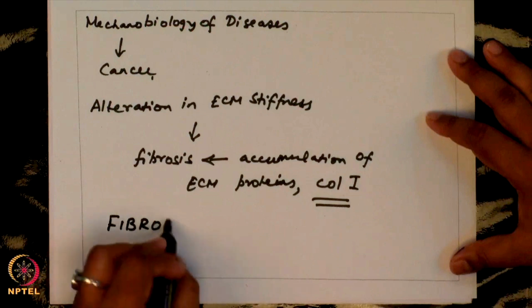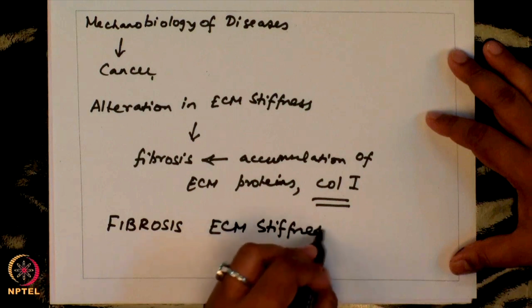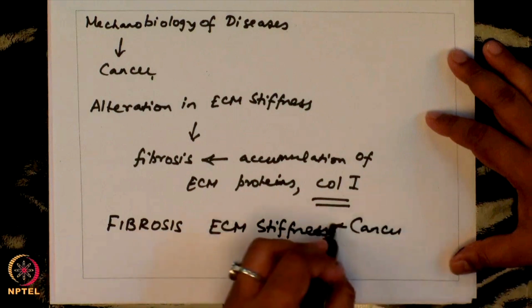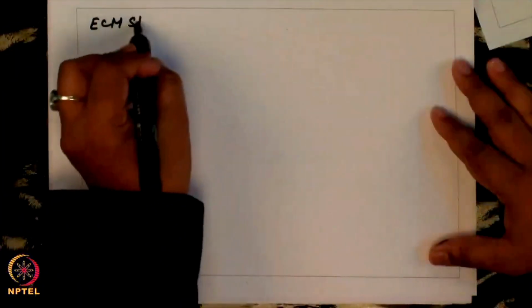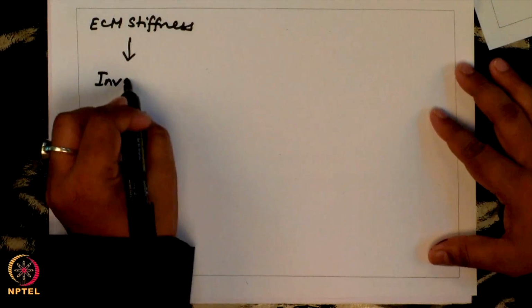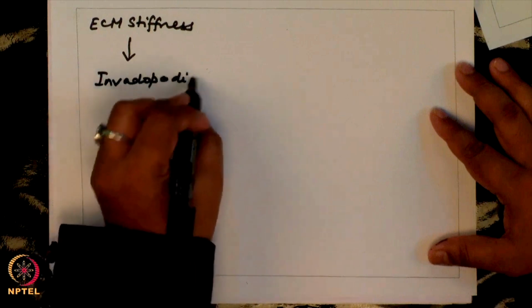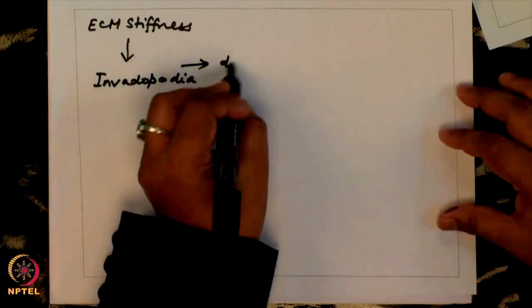So, the question I framed was, what is the relationship between fibrosis, ECM stiffness and cancer? What is the nature of the relationship? And I began discussing this paper by Valerie Weaver, who showed that ECM stiffness is correlated with invadopodia activity. These invadopodia are those invasive structures which locally degrade the matrix.